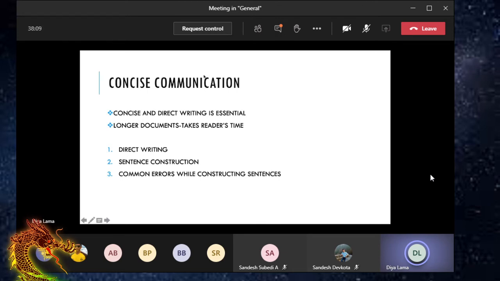So concise communication involves direct writing, obviously. And then we are also going to learn about sentence construction. And then we'll also learn about common errors while constructing sentences. So these are the things we'll learn about in concise communication.